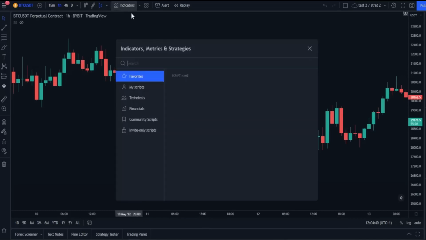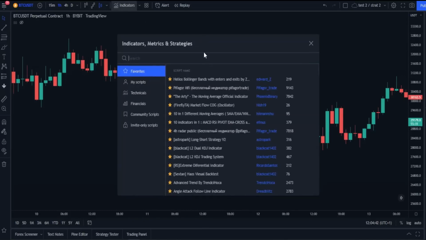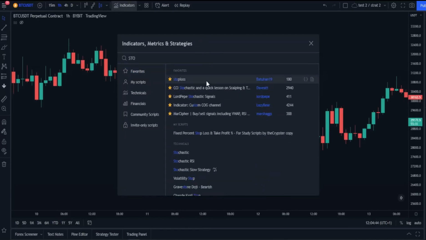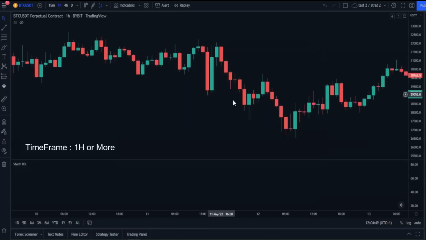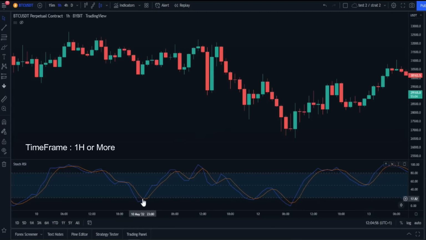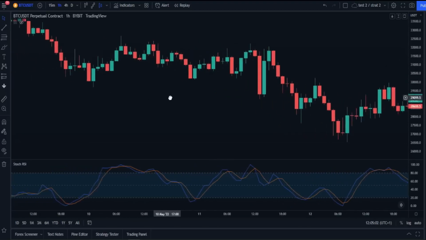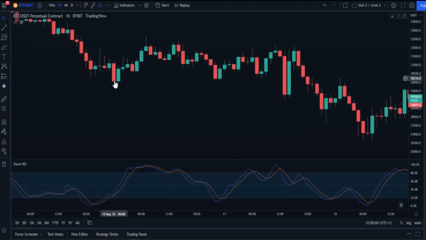And to increase the accuracy of this pattern, it is better to use it with the stochastic RSI indicator, as this indicator moves quickly between the oversold and overbought area. For example, here we notice that the stochastic indicator is moving in the oversold area, and at the same time, we notice the emergence of the piercing pattern. Here too, we notice a harmony in the signal when the stochastic indicator reached the oversold area and then bounced back to the top. This pattern appeared, and indeed, the result was great.